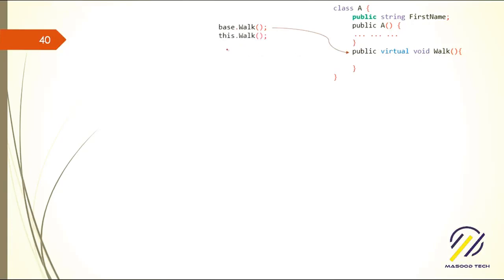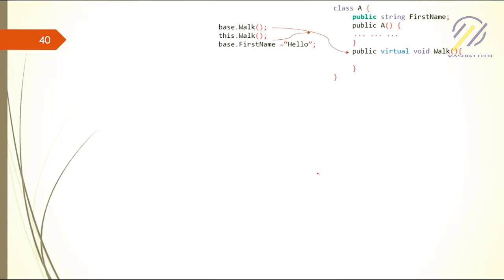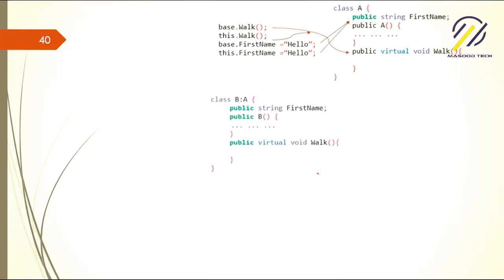And let's say I have another example of this.walk. So see the difference between this and base. This is all about this lesson. So when I call this, it also calls the walk method, because there is no inheritance there. So when you call base first name, it's just calling this first name, the same, but it differs when we call it in the inheritance section.